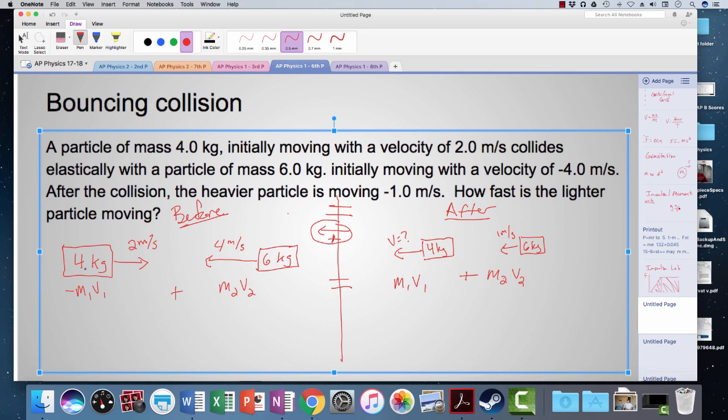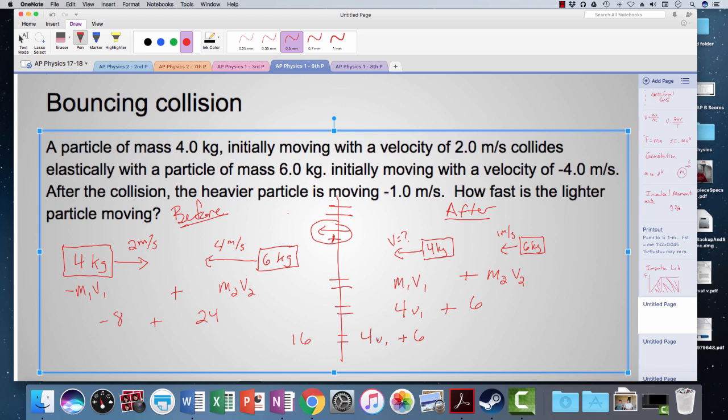Okay, so now let's plug in numbers. So that's 2 times 4, that's 8, so that's negative 8 plus 24 equals 4v1 plus 6. Okay, so let's simplify some more. So 24 minus 8, right, that's 16. So I got 16 equals 4v1 plus 6.